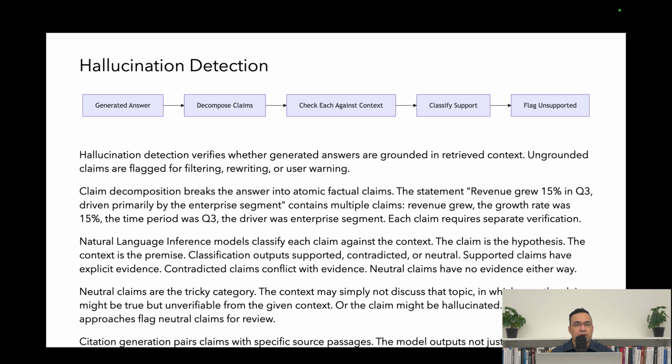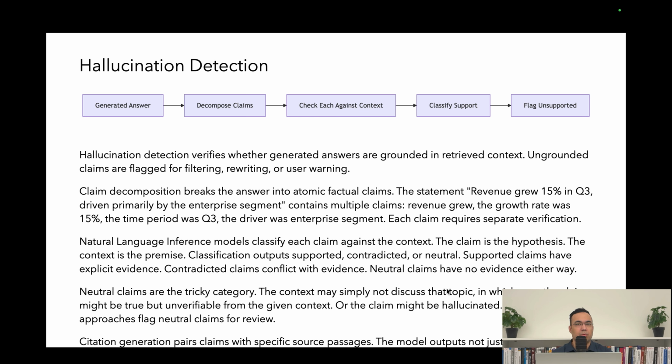Now let's talk about verifying whether the generated answers are grounded in retrieved context. Claim decomposition breaks the answer into atomic factual claims. The statement, let's say for example, "revenue grew 15% in Q3, driven primarily by the enterprise segment," contains multiple claims. Each requires a separate verification.